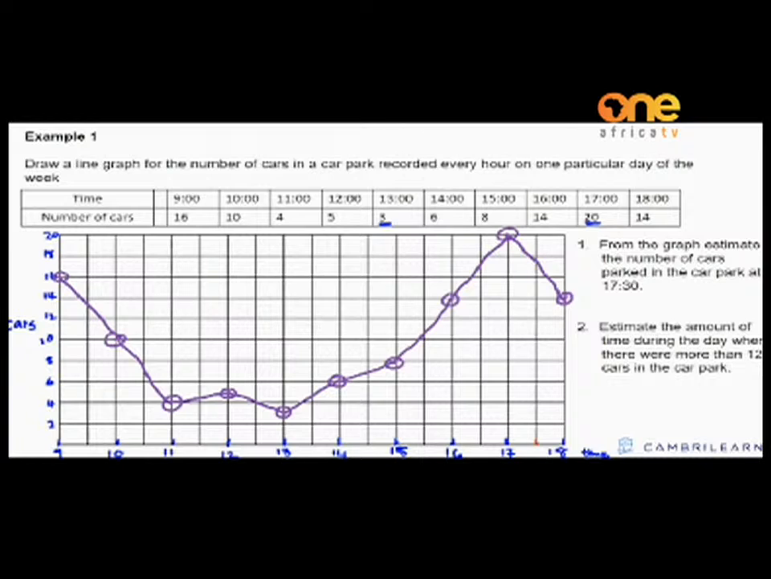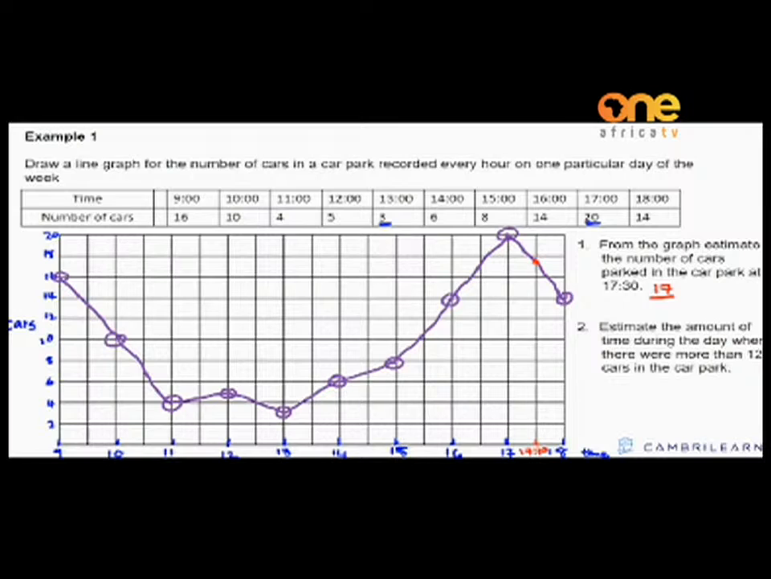So here is 5:30. So if I go up and I measure off the graph, I can see that it is somewhere between 16 and 18. So I would probably estimate that there are 17 cars. I would not yet say that there are 18 cars because 18 would require me to be up here. So I think 17 is a good estimate.